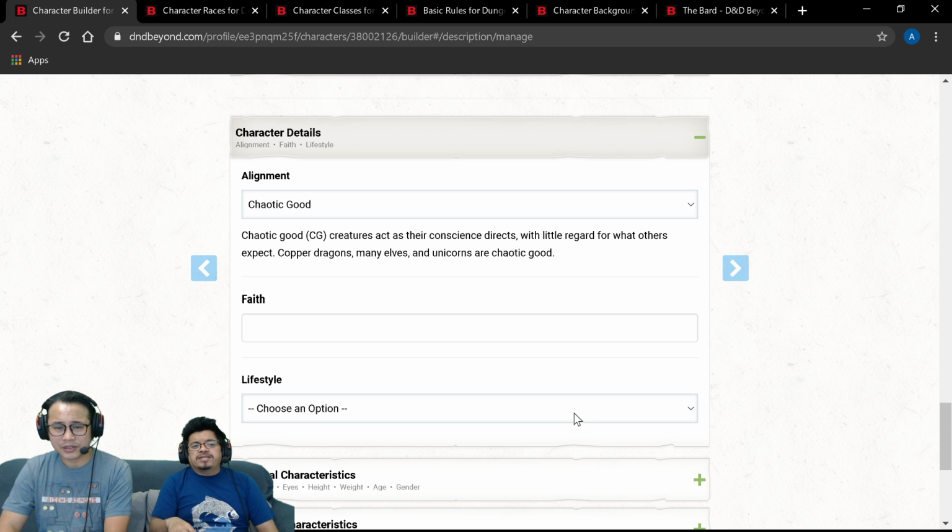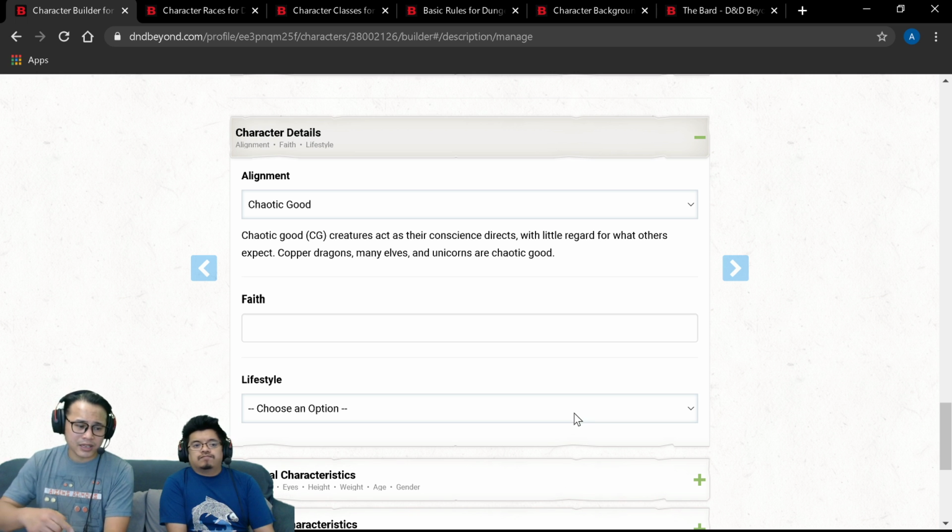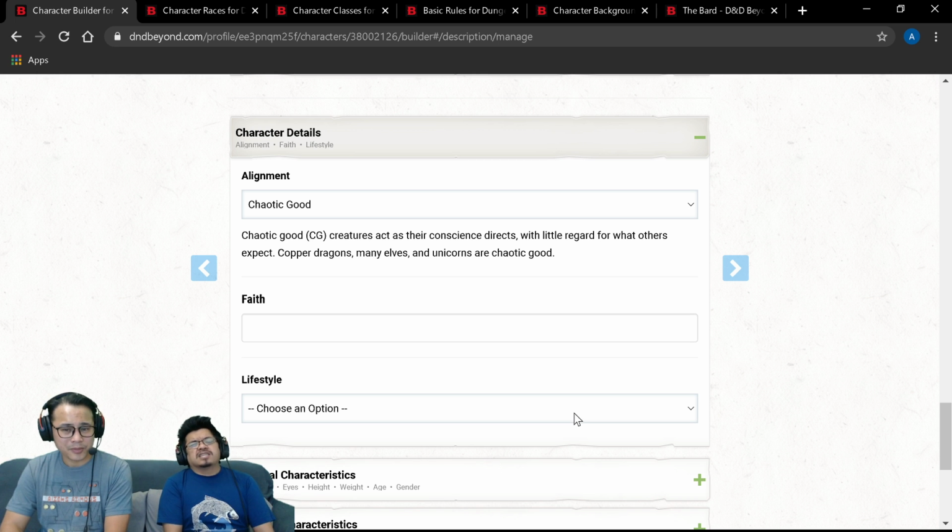And finally, under character details, we have lifestyle. And this is basically your daily expenses. So if you're living a modest life, you would be paying one gold piece a day, and every month within the game world, you would be paying 30 gold pieces because that's the life that you're trying to sustain. And the nice thing is, your DM might say it doesn't matter.